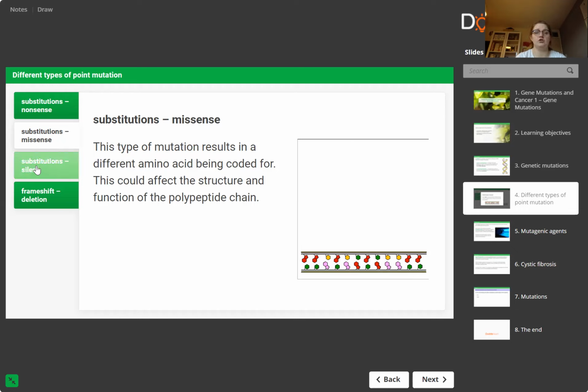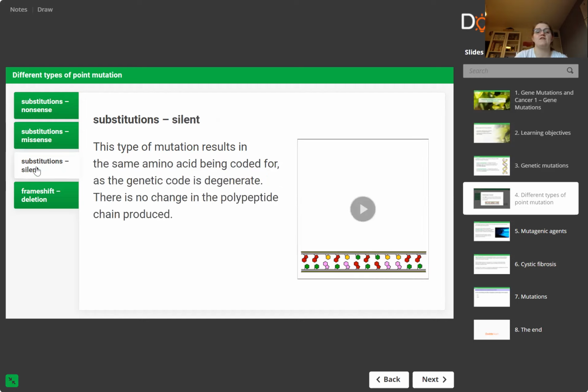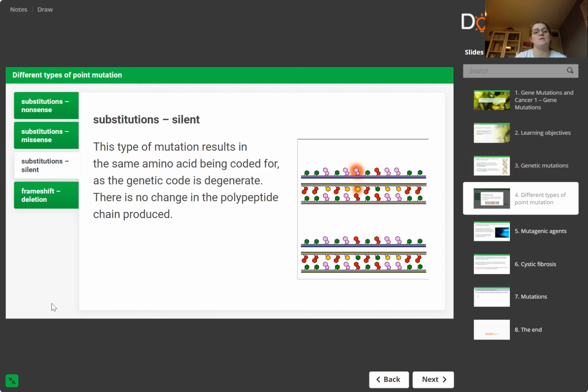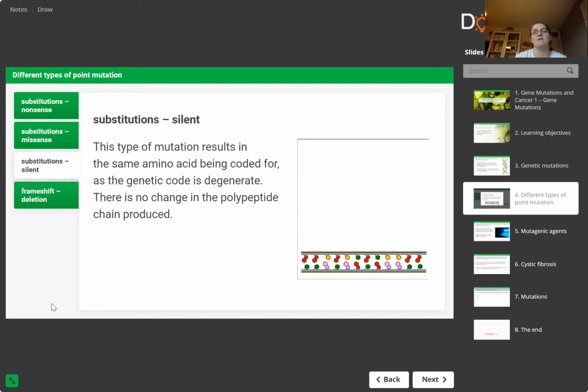So nonsense substitutions bring in a stop codon. A substitution can change one amino acid, which can then affect that whole protein because of its folding later on. We can also have silent substitutions. These types of mutations result in the same amino acid being coded for. Remember, even though our base has changed, our genetic code is degenerate, so there is no change in our polypeptide chain, even though the base has been substituted for the wrong base.